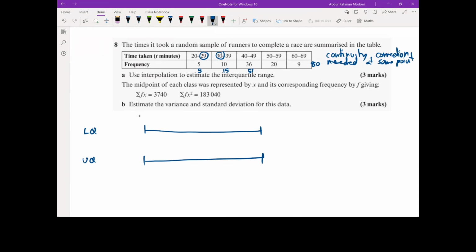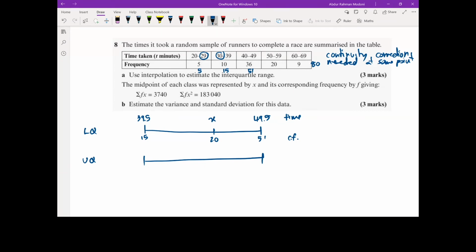But remember, I needed my continuity correction. So I'll write down here 39.5 and 49.5. And I'll write down what my cumulative frequency is for the lower quartile. At the 39.5 mark, it's 15. And at the 49.5 mark, it's 51. I want to work out what the 20th position is. So I'll write down the 20th position there in the cumulative frequency row. And above was my time, my actual data, and I want to work out what X is.